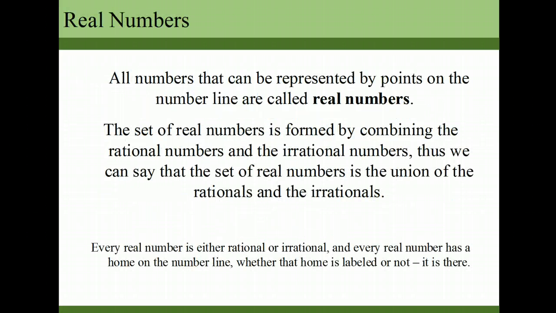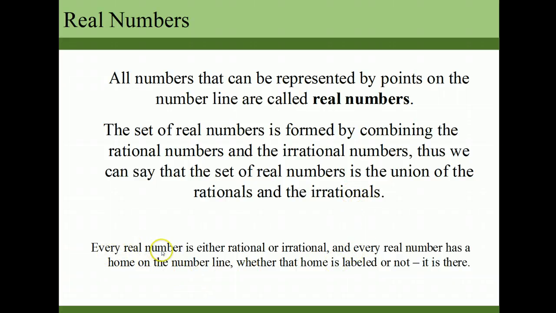All right, let's finally consider the real numbers. All numbers that can be represented by points on the number line are called real numbers. The set of real numbers is formed by combining the rationals and irrationals. So if you take the rational numbers, all the fractions, all the decimals that are terminating or repeating, and the irrational numbers, the decimals that are not terminating and not repeating, and smush them all together into one big set, you will get the real numbers. Okay, so we say the real numbers is technically the union of the rationals and the irrationals.